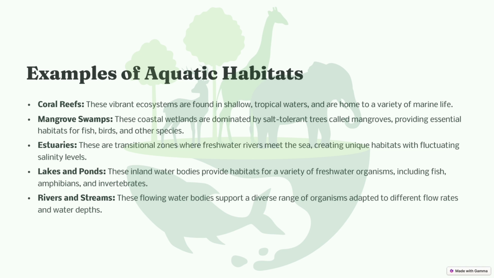So let's have examples of aquatic habitats. We have the coral reefs. These vibrant ecosystems are found in shallow tropical waters and are home to a variety of marine life. We also have the mangrove swamps. These coastal wetlands are dominated by salt-tolerant trees called mangroves, providing essential habitats for fish, birds, and other species.